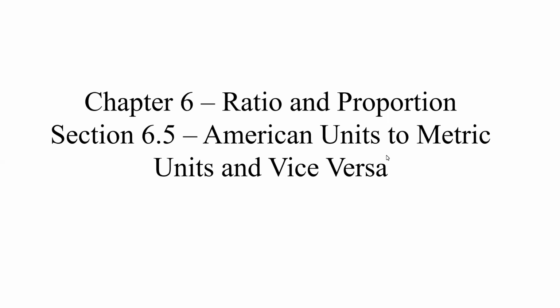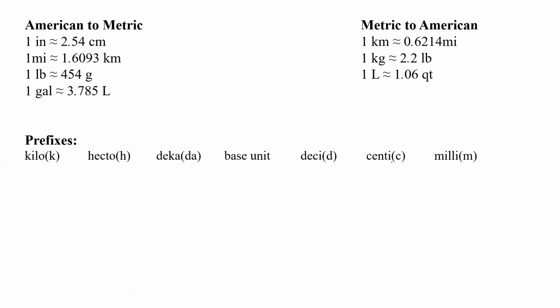All right, so we're going to wrap up chapter 6 here on ratio and proportion. Now this is 6.5, where we convert American units to metric units and vice versa. So we're doing unit conversions between the two. All right, so we have a few key things we need to have.